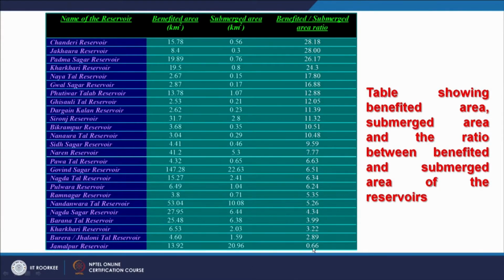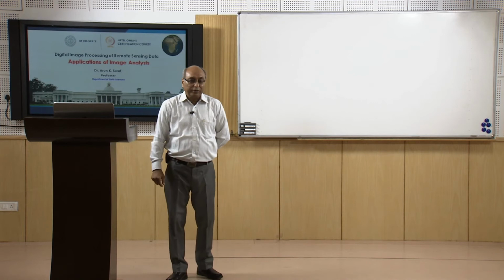But there may be some reservoirs like Jamalpur, where the benefit is not 1, it is less than 1. The ratio is less than 1. That means you are investing 1 square kilometer of land, but the benefit area is just 0.6 square kilometer.